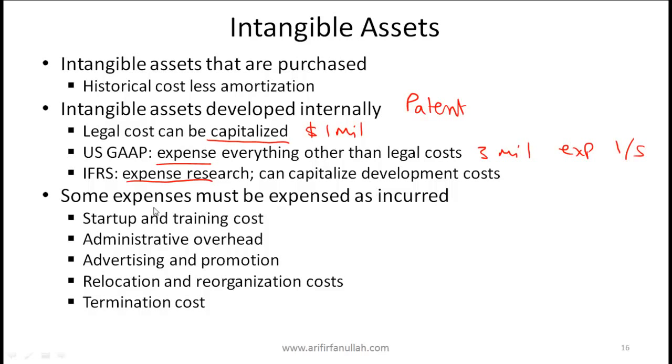Under both US GAAP and IFRS, some expenses must be expensed. When we say expensed over here, again this distinction between expensing and capitalizing we will see in detail later, but very briefly, by expense we mean we show it in the income statement for a given year. So any training costs, startup costs, administrative costs, advertising, relocation, etc. So all these costs must be expensed, which means they must be shown as expenses in the income statement.